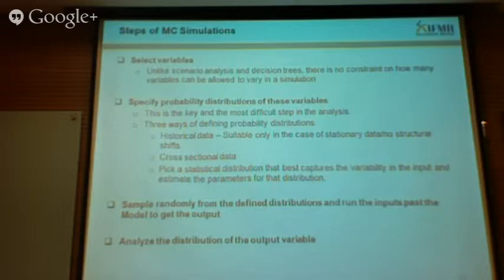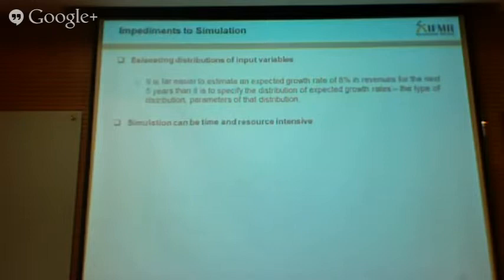If historical data is not there, you can use cross-sectional data. But if there's no data, then you'll have to intuitively look at the variable, understand the variable, and pick some distribution which you think closely resembles the behavior of that variable. Once you have picked your probability distribution, you can randomly sample from it, run it through your model to get the output, and then analyze the distribution of the output variable.